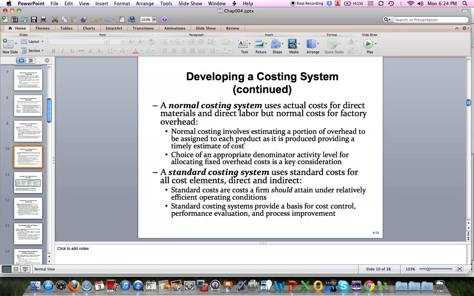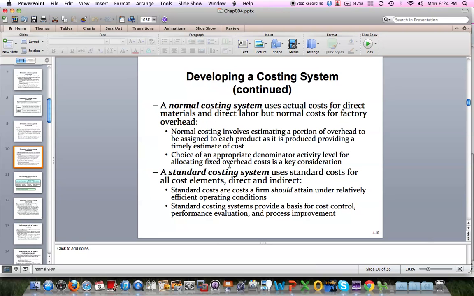So normal costing involves estimating a portion of overhead to be assigned to each product as it is being produced or as a service is being provided. That's the key thing. Before an accounting period begins, like a year, we estimate the total overhead for the year, what we think it will be. Of course, I don't just pull a number out of a hat. I'm using previous history and what I know in order to calculate what I think that overhead will be the next year. I also have to allocate that, and we're going to allocate that on some kind of an allocation base that we'll talk about later.